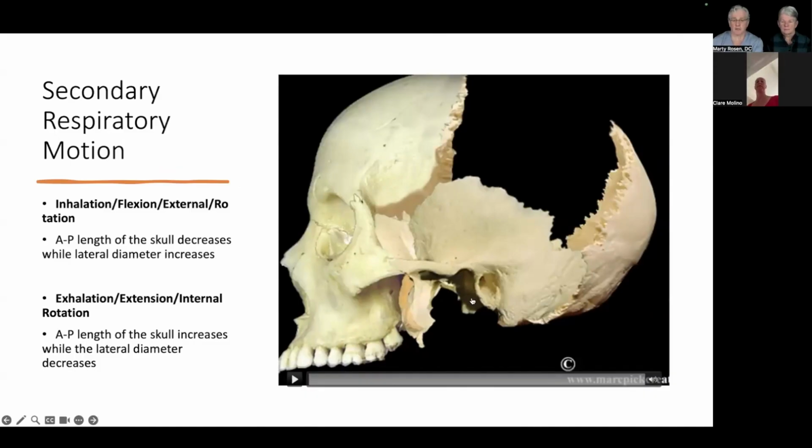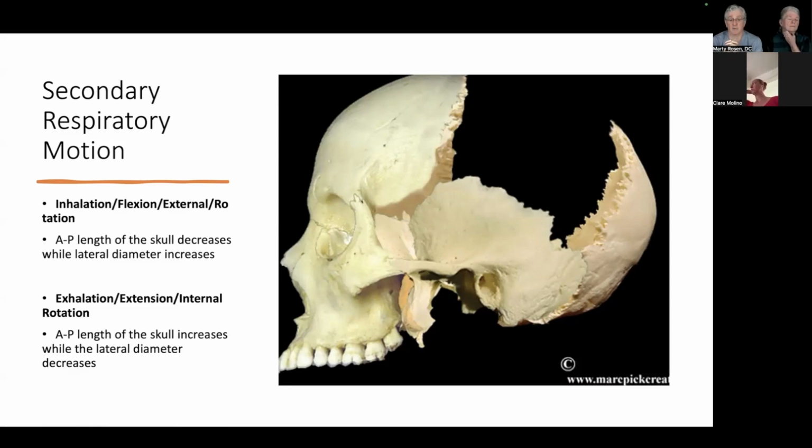So when we're talking about secondary respiration, we're talking about the motion that occurs from the movement of the diaphragm. Now, in the pediatric practice, this occurs 30 to 80 times per minute. So it's not harder to manage, but it's harder to use it as an adjusting protocol because the child's cranium is literally expanding, contracting 30 to 80 times a minute.